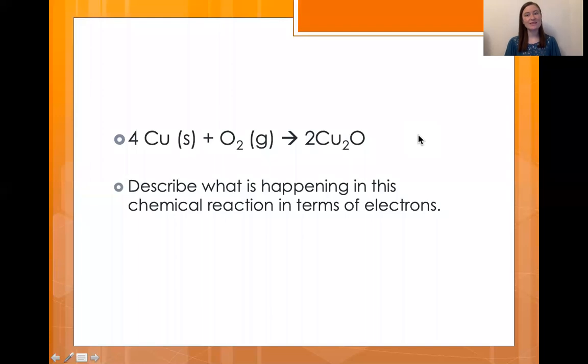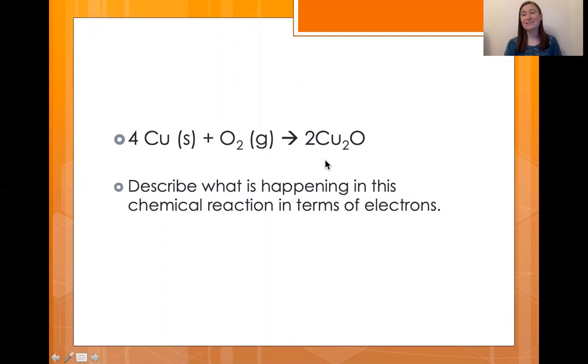All right, so this is a chemical reaction where we're forming an ionic bond between copper and oxygen. The copper is getting a +1 charge, and the oxygen is getting a -2 charge. We know oxygen always gets a -2 charge because it needs to gain 2 electrons in order to get 8 valence electrons. It starts out with 6, so it has to gain 2 to form 8 valence electrons.